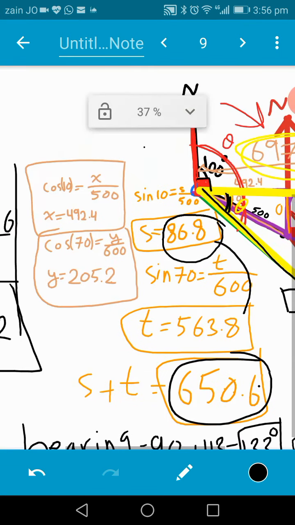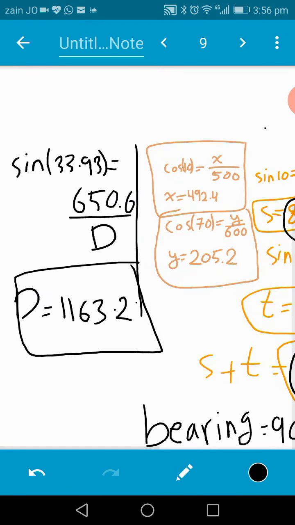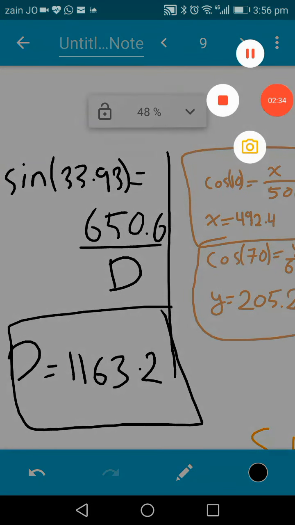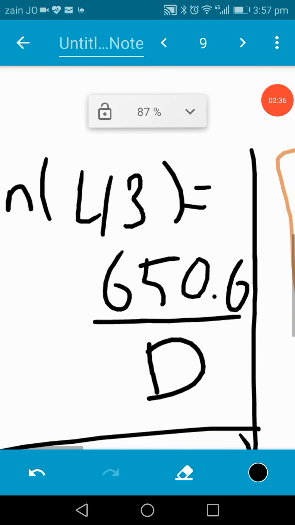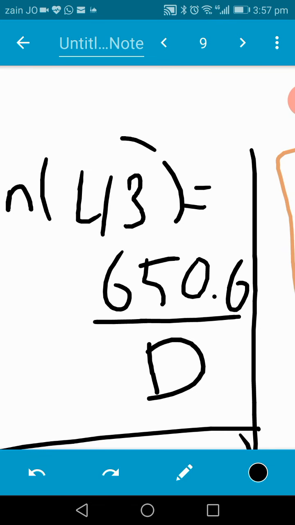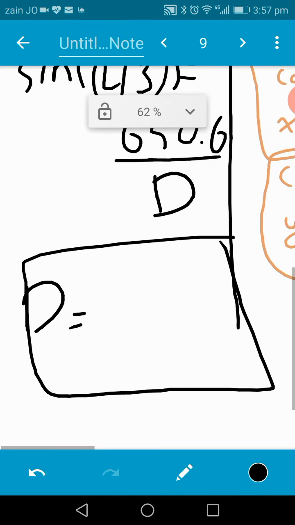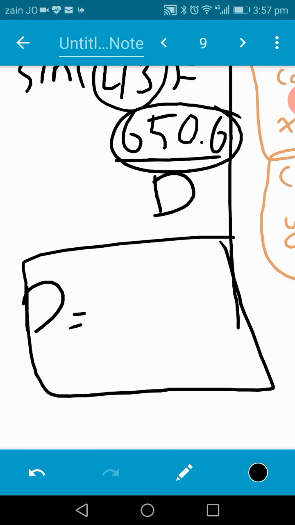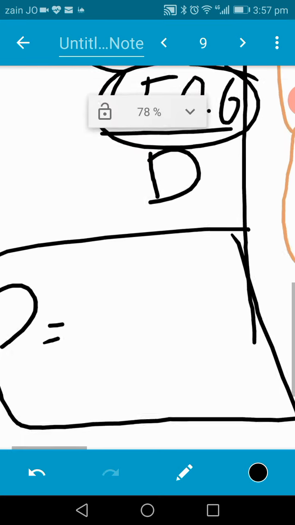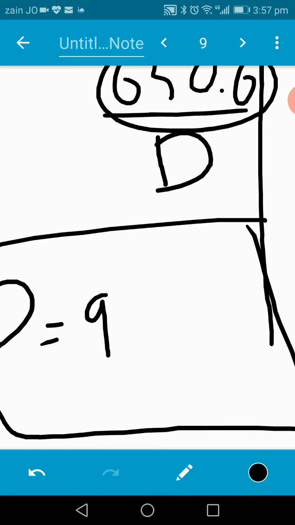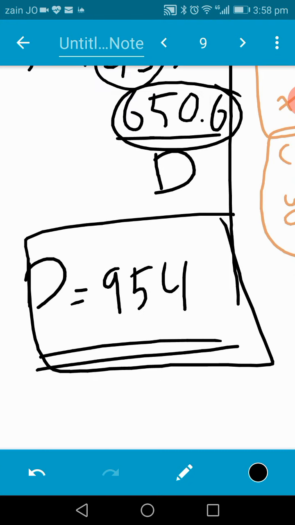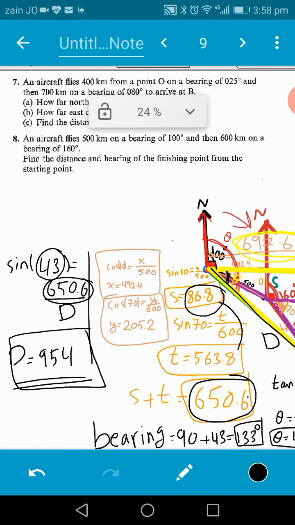Okay, now we need to change here the angle that was here to 43. The angle is now 43. And the 650.6, we returned it to 650.6. So the distance is 954. This is the distance from the starting point to the finishing point.